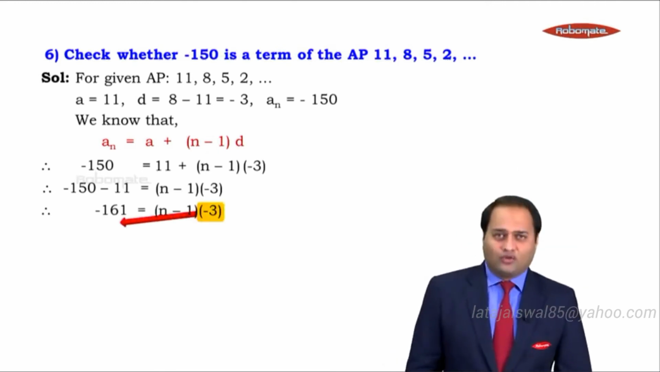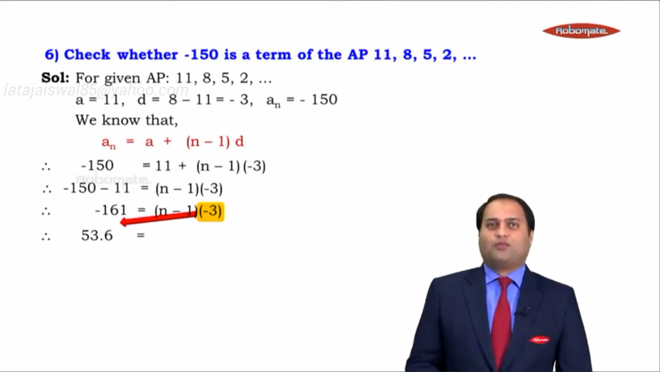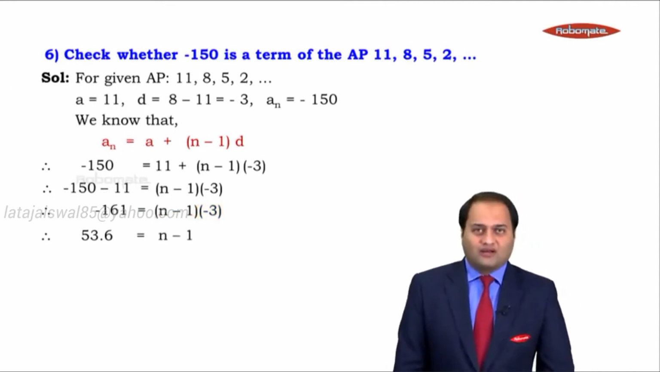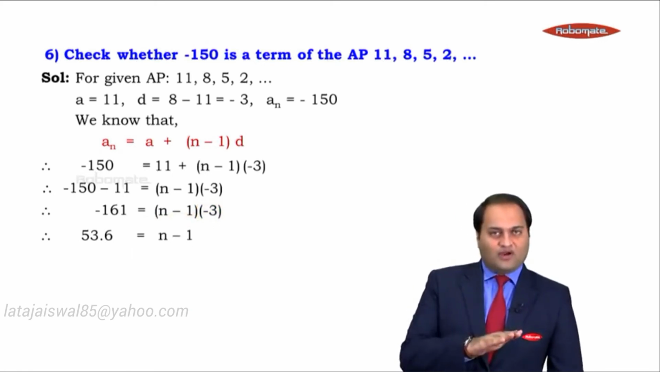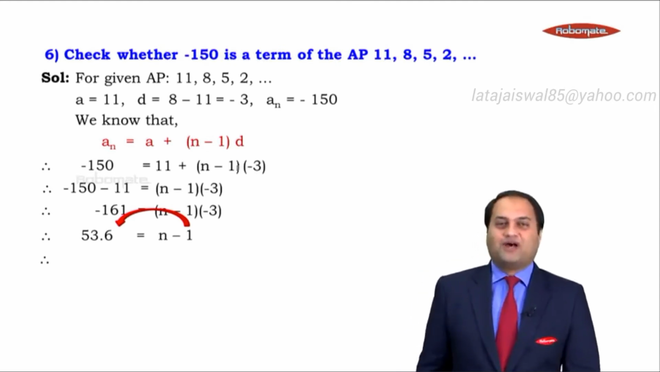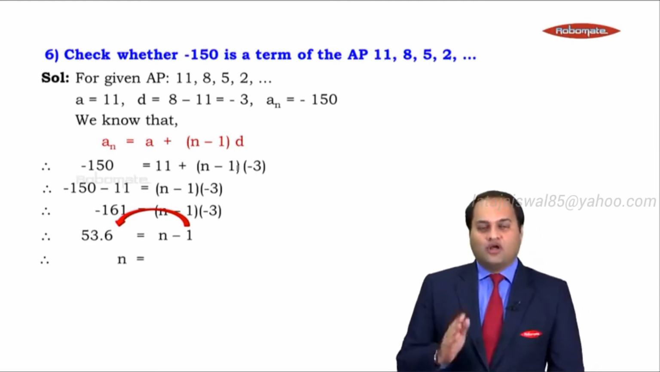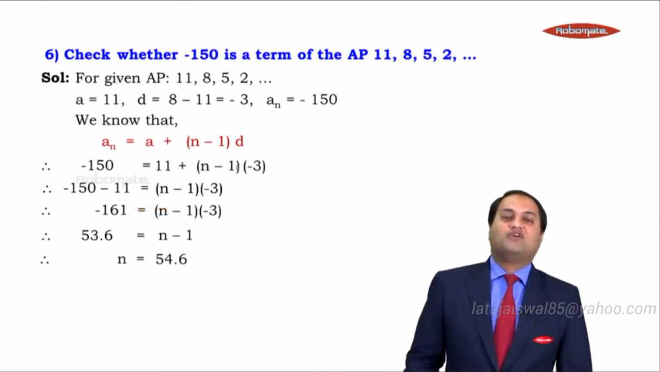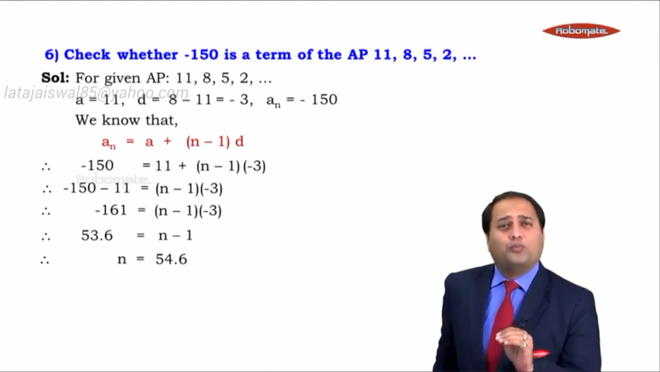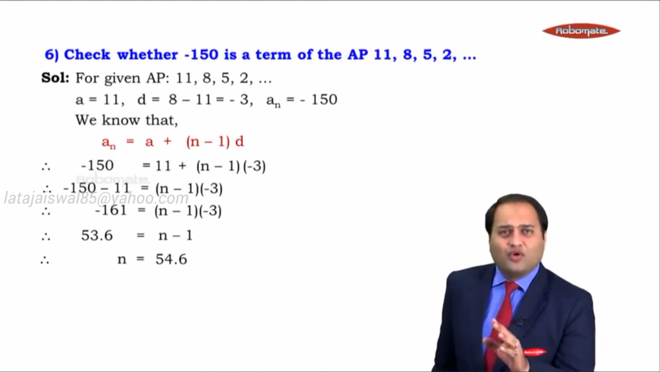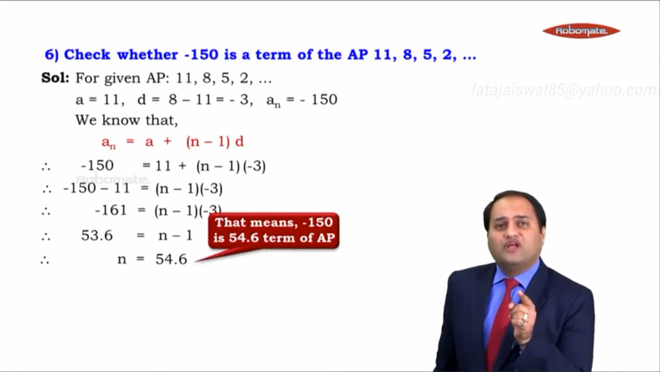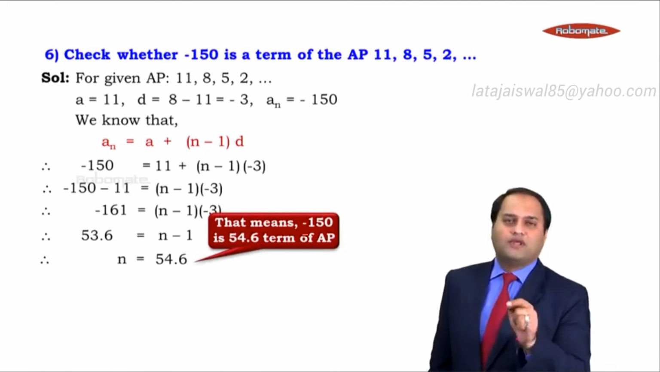Minus 3 goes to the denominator, you get minus 161 upon minus 3, which is 53.6, equal to n minus 1. Unknowns on one side, knowns on the other side: minus 1 goes to the other side, becomes plus 1, and you get n is equal to 53.6 plus 1, which is 54.6. Hold on, n is 54.6. You know what this means? This means that minus 150 is the 54.6th term of the AP.